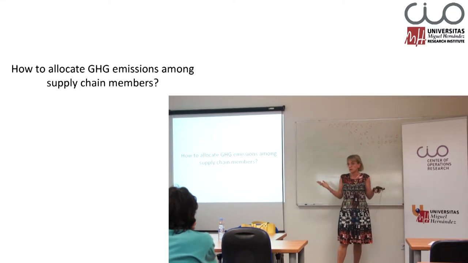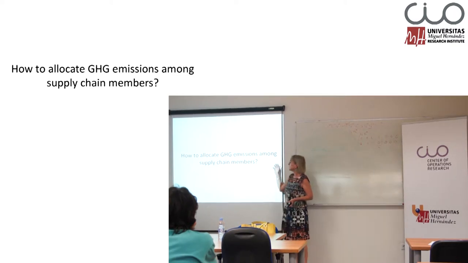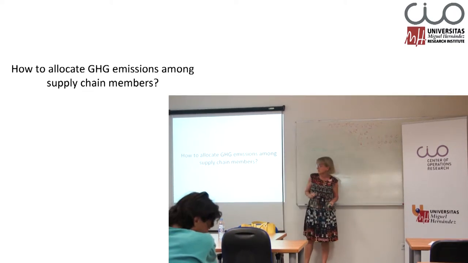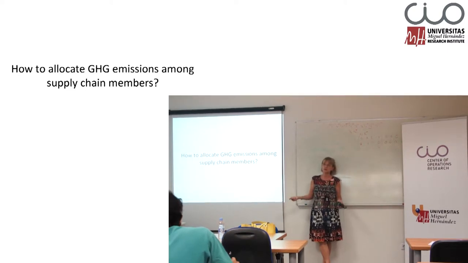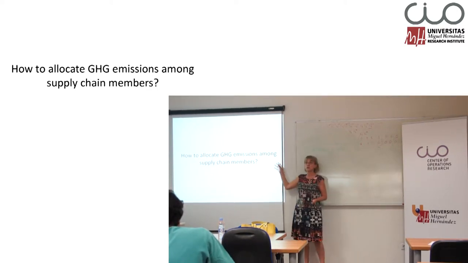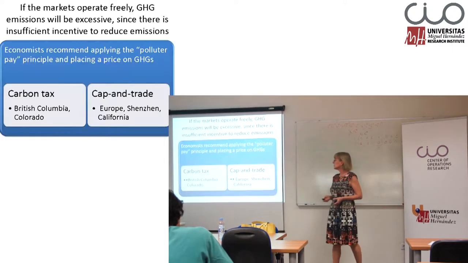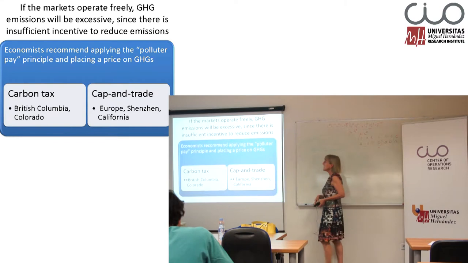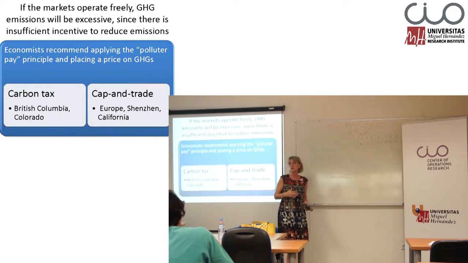So I don't have to pay for it, so I can just emit as before, and somebody else would take care of the cost, because the emissions have some cost, some impact on the environment, some impact on human health, and we are all paying for it, and not the companies who are responsible. So this is why we have seen all this increase in emissions, and the economists are trying to argue that unless we use the polluter pays principle, we will not be able to curb the emissions.